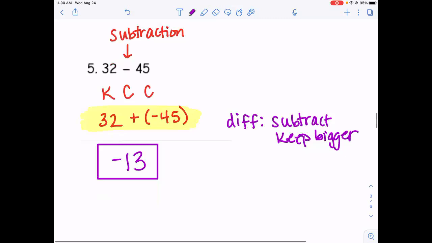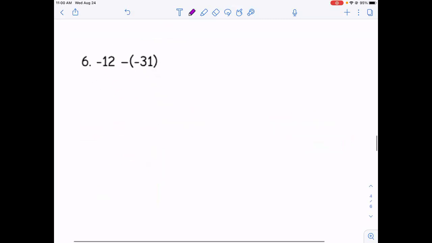Okay, let's go ahead and look at number 6. I don't want to do the problem, but what I'd like you to do right now is just write what you think the keep, change, change should be. Jada says, I got this. Right? Okay, good.